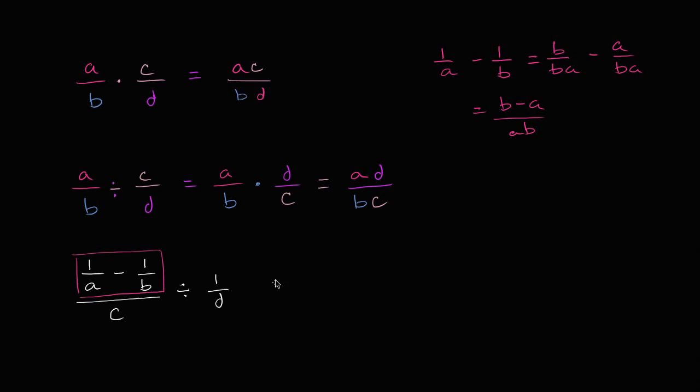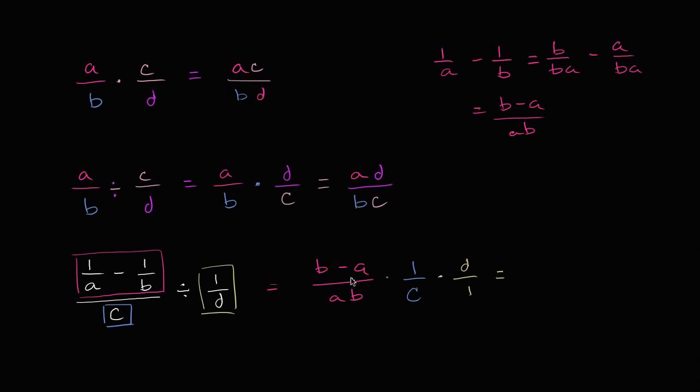So this is going to be equal to b minus a over ab. And then if I'm dividing it by c, that's the same thing as multiplying by the reciprocal of c. So times 1 over c. And if I'm dividing by 1 over d, notice this is the same thing as division right over here. And then finally, if I'm dividing by 1 over d, that's the same thing as multiplying by the reciprocal of 1 over d. So the reciprocal of 1 over d is d over 1.